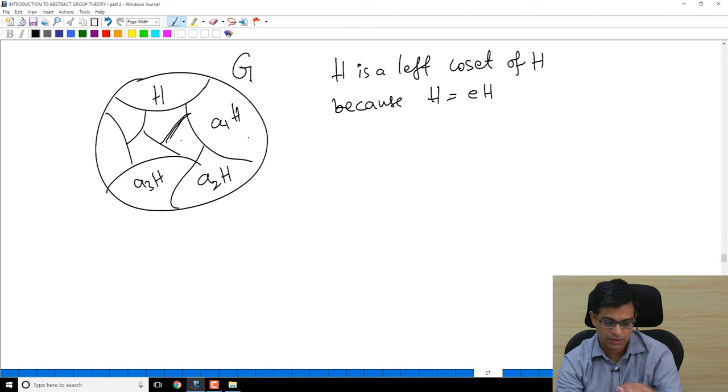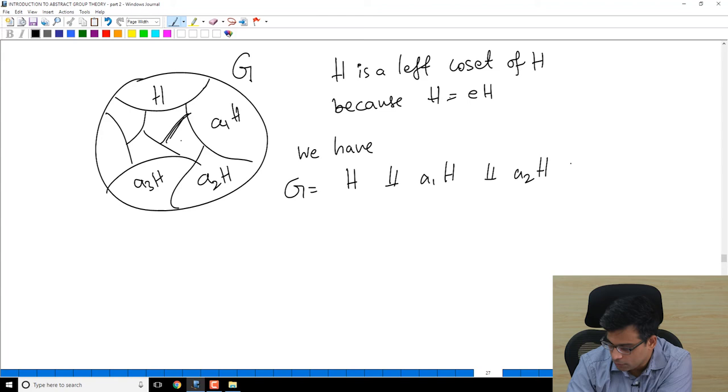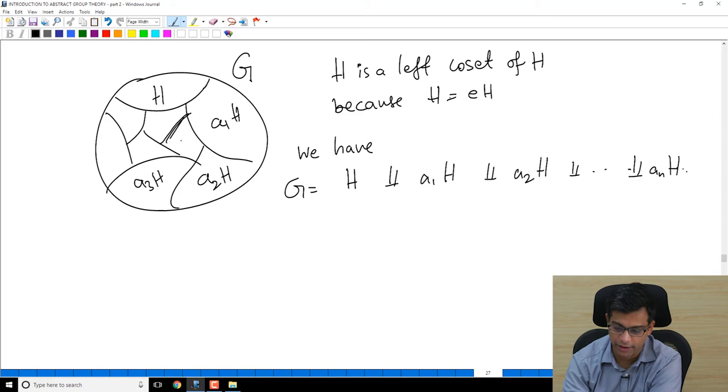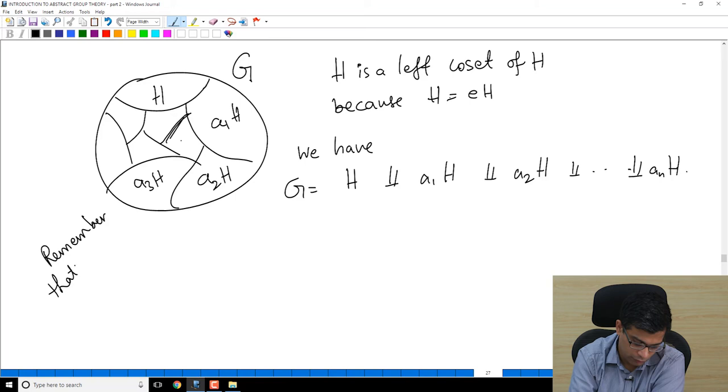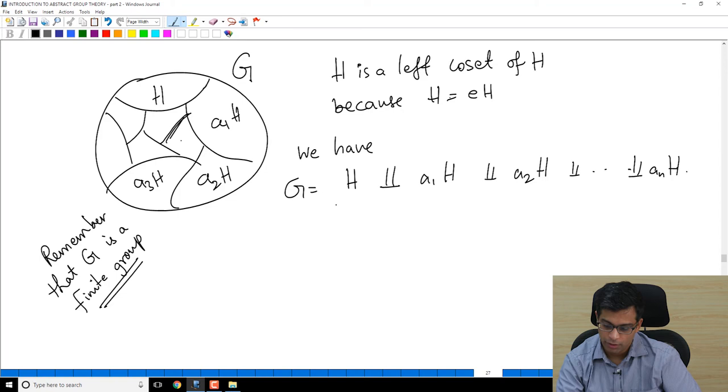So now let's think about what could be the number of elements of G. So we have G is a disjoint union of H, union a1H, union a2H, up to anH. Right, because G is a finite group, so it has finitely many cosets, because there are only finitely many elements. This is my symbol for disjoint union. So it's H union a1H, union a2H, union anH. How many elements? So here remember n, let me denote this by a2, because this is taken to be a1.